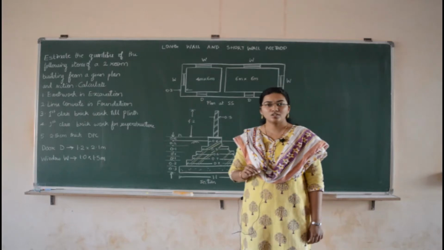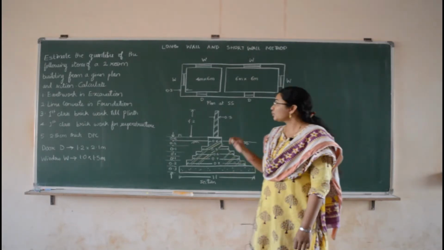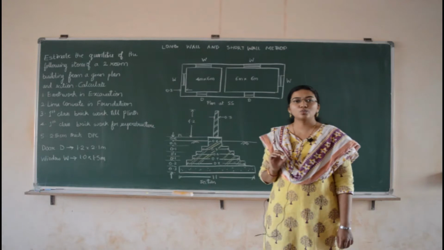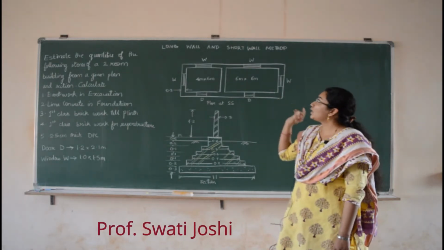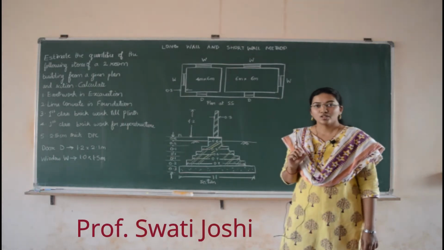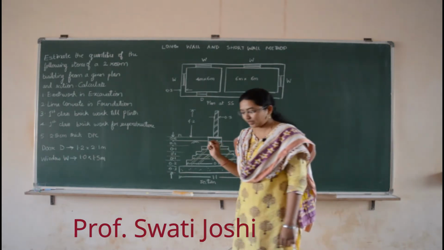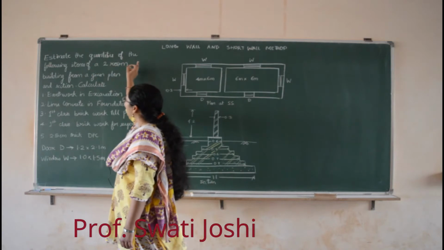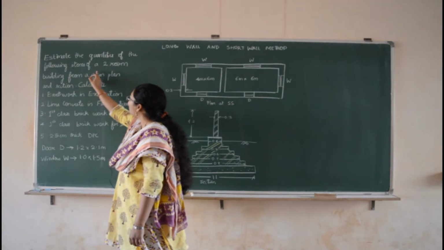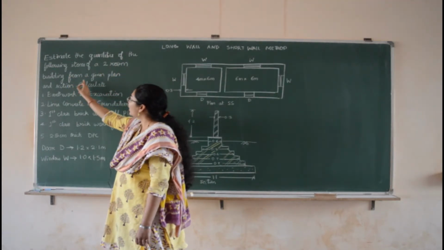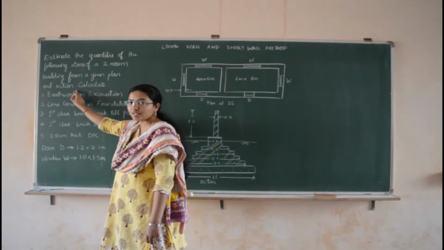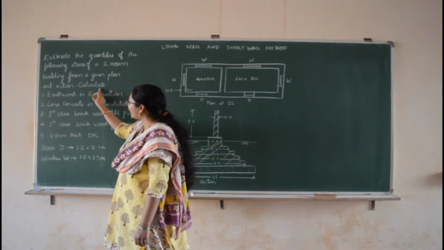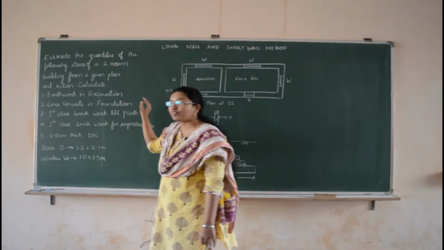So today we shall learn how to estimate a two-room building by the long wall and short wall method. So what all we have to estimate over here? The question given is like this: estimate the quantities of the following items of a two-room building from a given plan and a section.